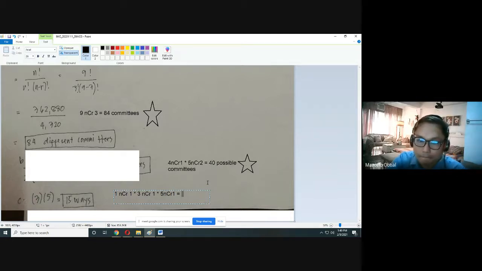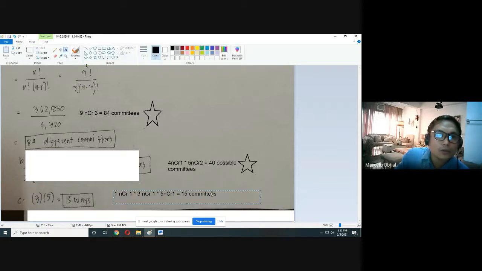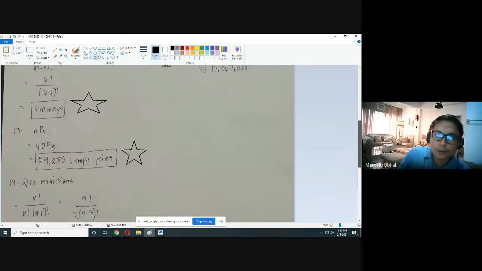Yes? Yes, 15, no? 15 committees. Okay, possible committees. So, nakalimutan niyo 1C1, okay lang, walang problema. Okay lang dito, questionable ito, saan mo nakuha ang 3, saan mo nakuha yung 5? Nagdiretso siya ng solution. Ang solution ng answer, I mean. Okay? So, that is number 14.